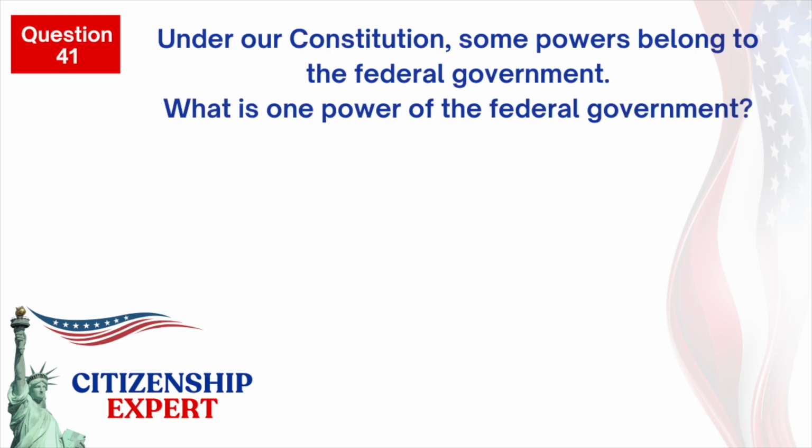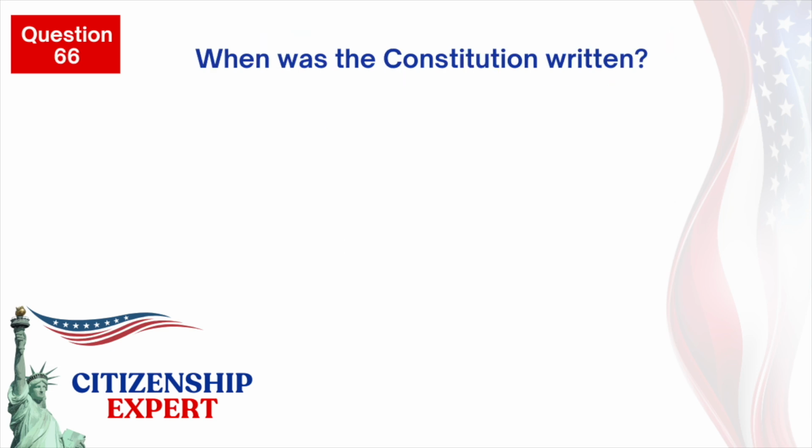Under our Constitution, some powers belong to the federal government. What is one power of the federal government? To print money. When was the Constitution written? 1787.